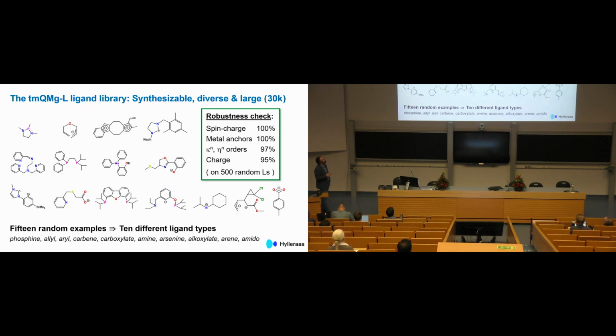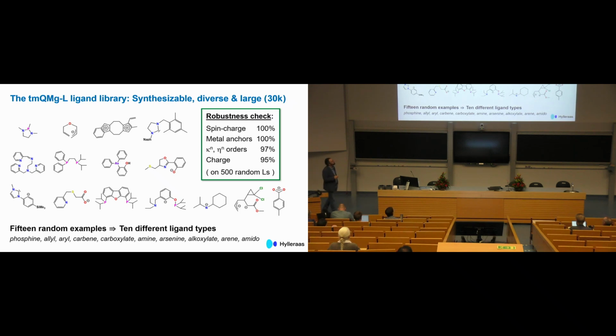Now, this ligand library is synthesizable, of course. It all comes from the Cambridge Structural Database. So these ligands have been made at least once, and there is a reference for it. So they do exist, and in principle can be made again. It's also quite diverse. So here you see some 15 random examples that include 10 different ligand types. So if you take some time to look at this, you will see phosphines, allyls, aryls, carbenes, etc. It's also quite large. It contains 30,000 different metal ligands.